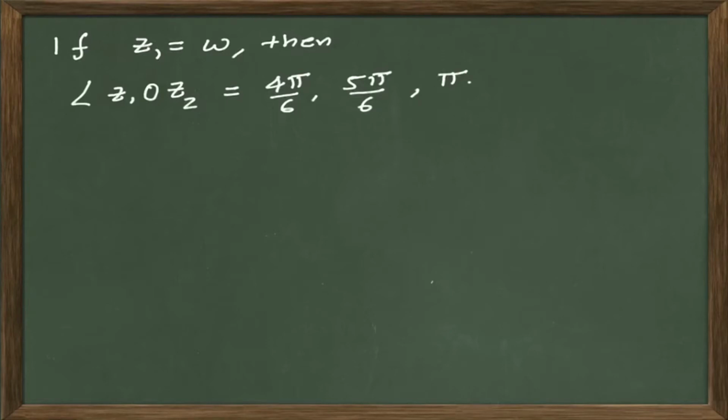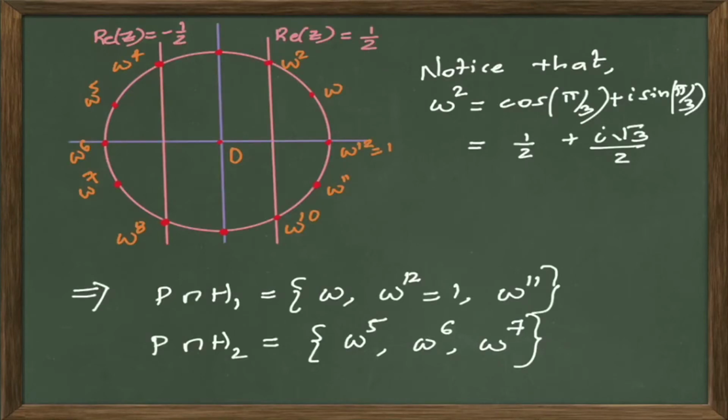We remark here that the orientation of an angle is very important. Here, by the angle Z1 O Z2, we mean the angle that ray OZ1 makes with the ray OZ2 when we move OZ1 in the counterclockwise direction so that it falls on the ray OZ2.